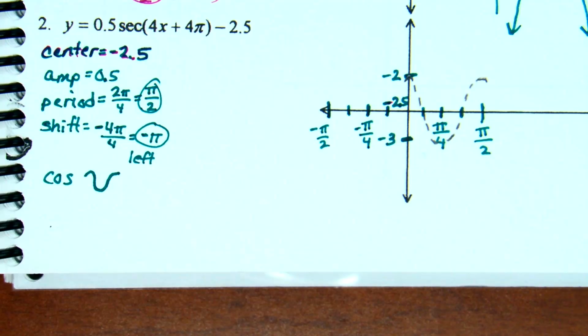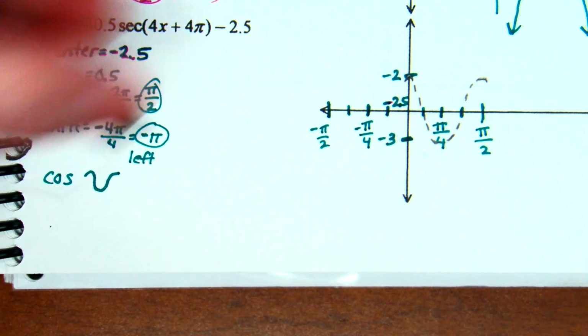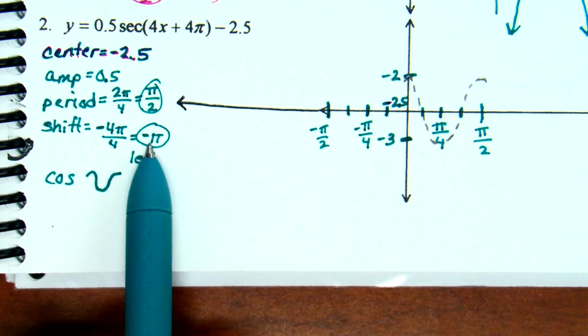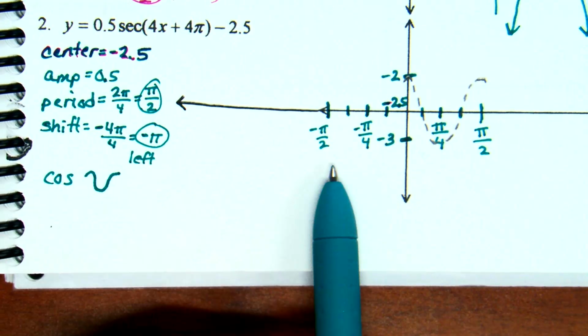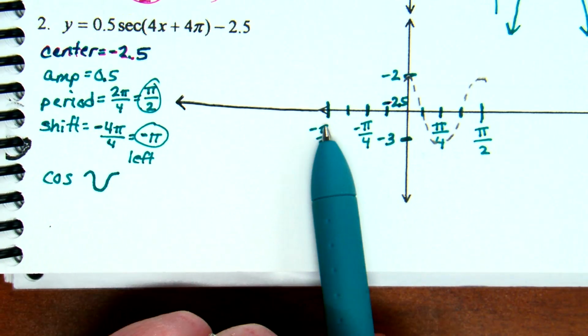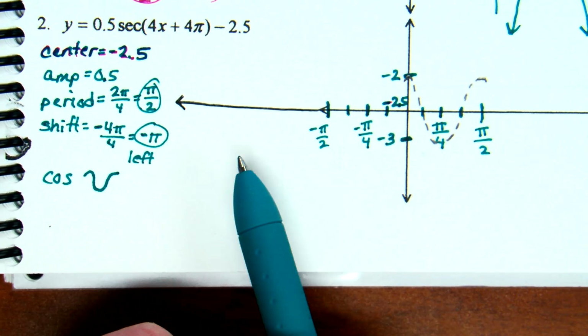Now, here's the question though. Did I go far enough? No, we didn't go far enough. We have to go negative pi. Now think with me. Where is pi in relation to pi over 2? It's twice, right? Pi is 2 times pi over 2. So if to get from 0 to pi over 2, I used 4 tick marks, what should I do to get from pi over 2 to pi? 4 more. Does that make sense?